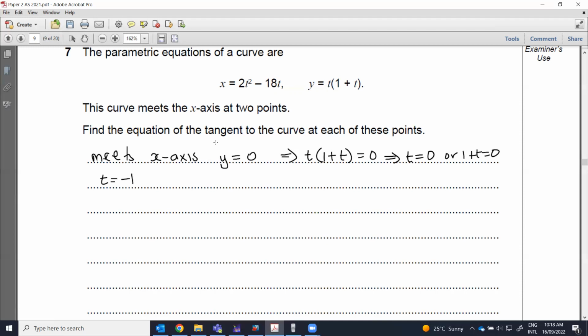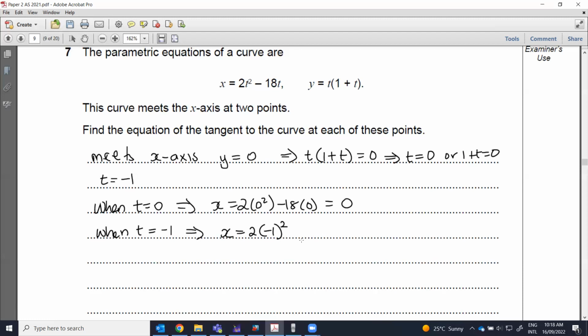And then I can also now find the x-coordinate when t is 0 and when t is minus 1. So when t is 0, this means that x is equal to, I just substitute there, 2 times 0 squared minus 18 times 0. This is just 0 because everything is being multiplied by 0. And then when t is minus 1, this means that x is equal to 2 times minus 1 here. Because this is negative, my square must go outside, and then minus 18 times minus 1.